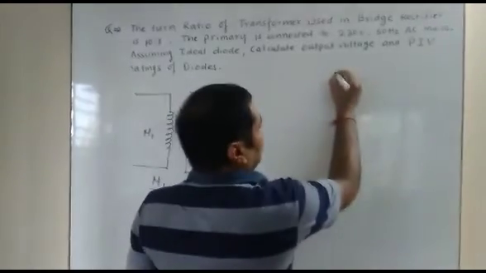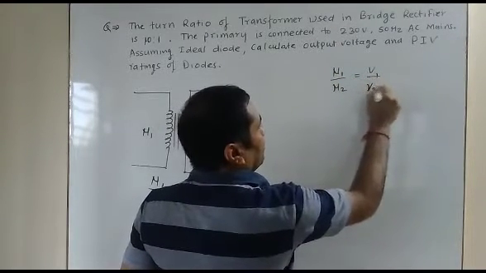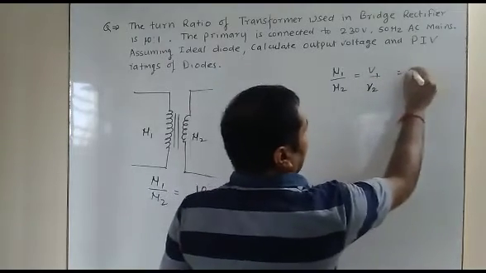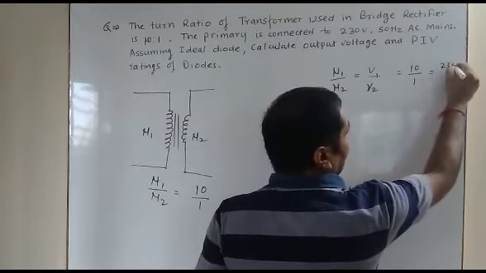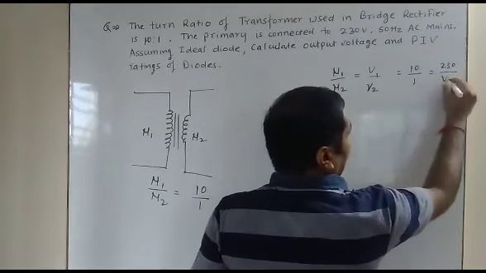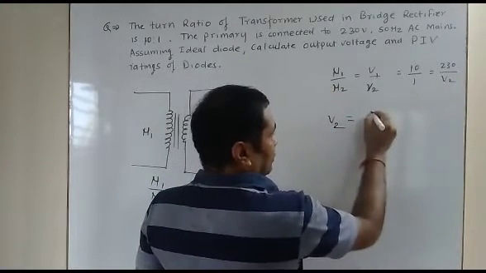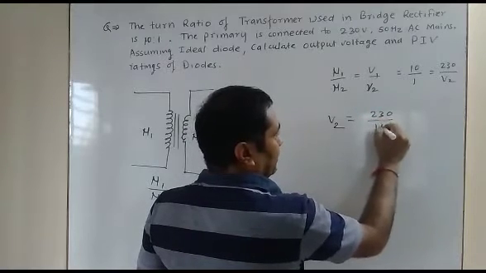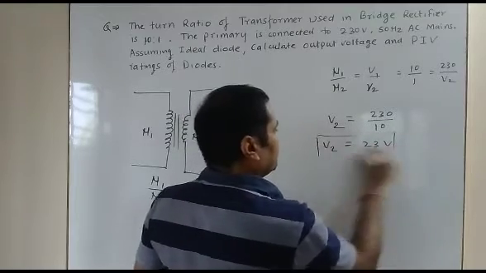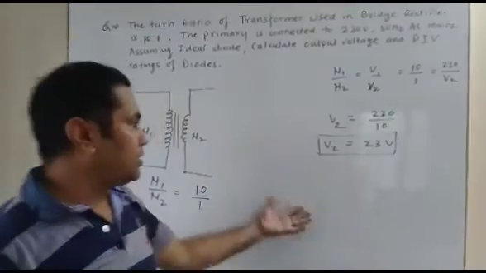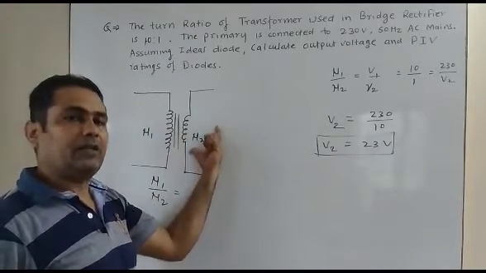By using the formula N1 upon N2 equal to V1 upon V2. So here N1 is given to be 10 and N2 is given to be 1. V1 is given to be 230 volt and V2 we have to calculate. So by using this formula, V2 will be 230 volt by 10. So it will come to be 23 volt. So this is the secondary voltage appearing at the output of the secondary of the transformer.